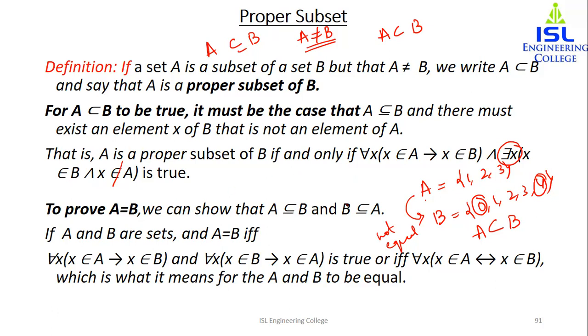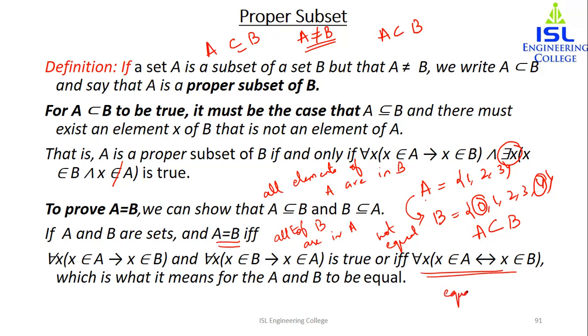Next, to prove A is equal to B, we can show that A is a subset of B and B is a subset of A. Whenever A is a subset of B, that is, all elements of A are in B, and all elements of B are in A. If we can show these two subsets, then automatically it means that A is equal to B. Or you can even remember the bi-implication which I have shown you earlier for equal sets. So the quantification will be with respect to bi-implication.